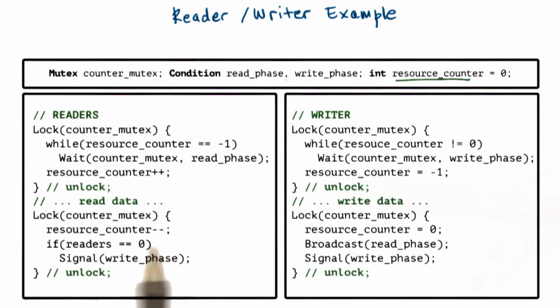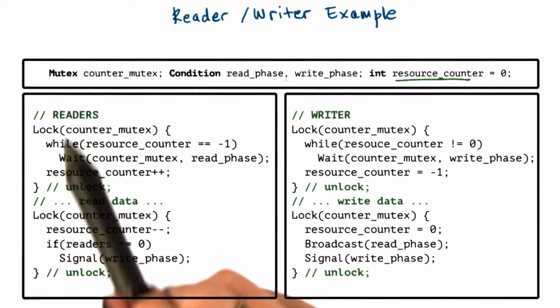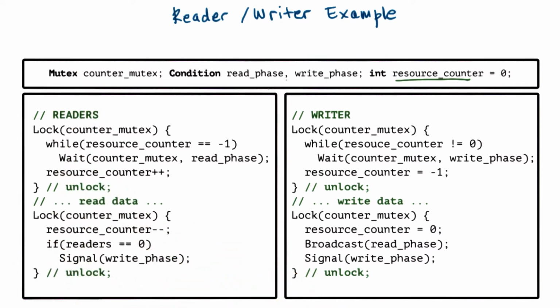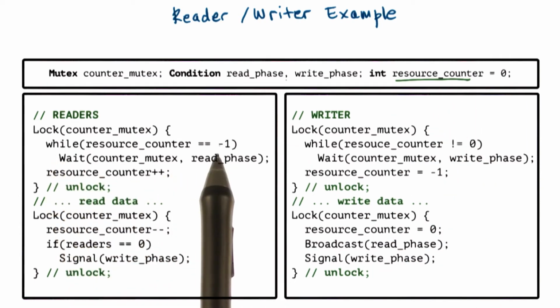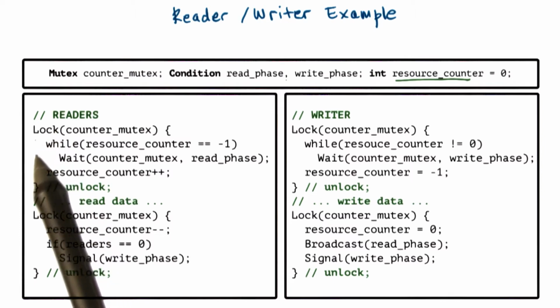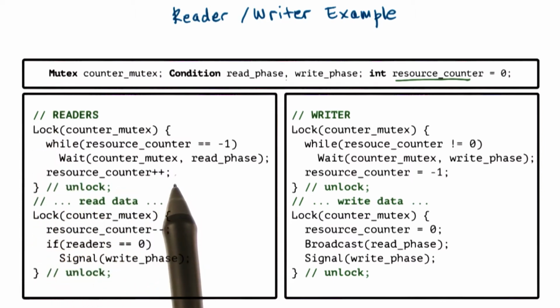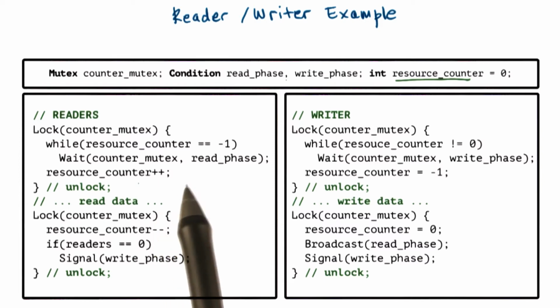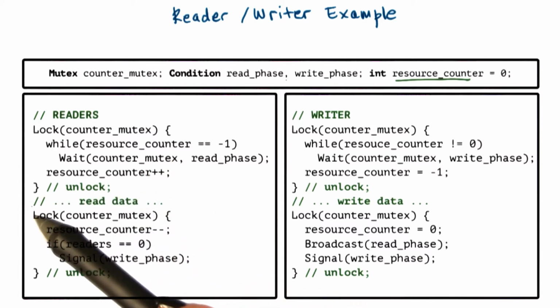So let's see what happens when the very first reader tries to access the file. The reader will come in, it will lock the mutex, it will check what the resource counter value is, and it will be 0. That's what the resource counter was initialized as. So it is not -1, perfect. We continue to the next operation, we increment resource counter. Resource counter will now have a value of 1. And then we unlock the mutex and we proceed accessing the file.